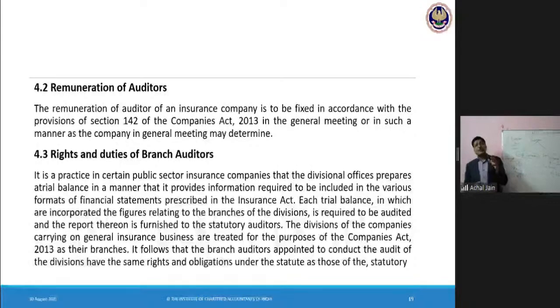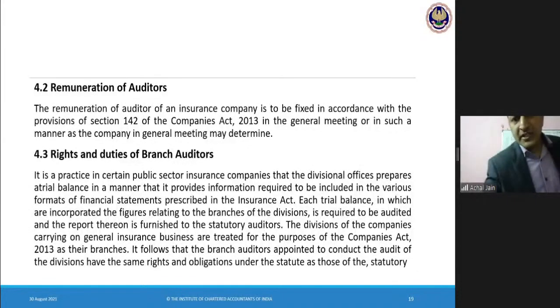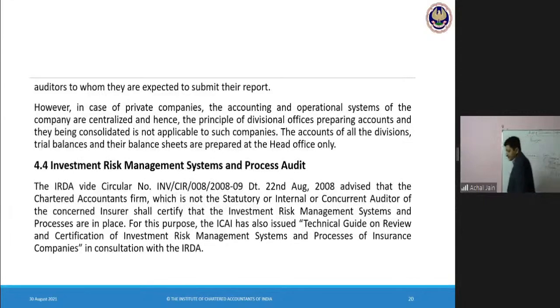However, in respect of private companies, when I say private, I'm not talking about private limited companies, because a private limited company cannot be an insurance company. I'm talking about the ones which are privately owned, wherein the public sector does not have the ownership; the private sector has the ownership. Therein, you will not generally find that the insurance company, even if they have separate branches, gets separately audited, because all of these aspects are generally centralized, and the audit will generally take place at the central level. Okay.